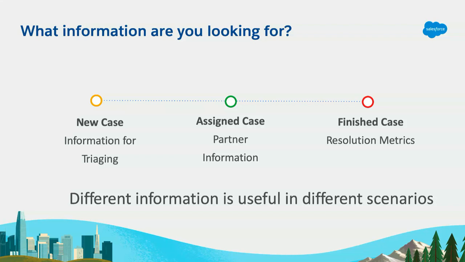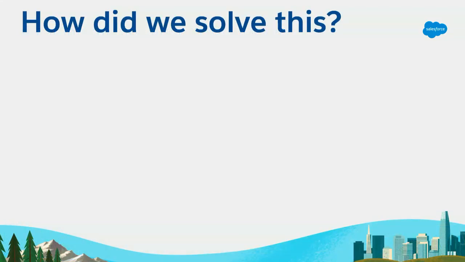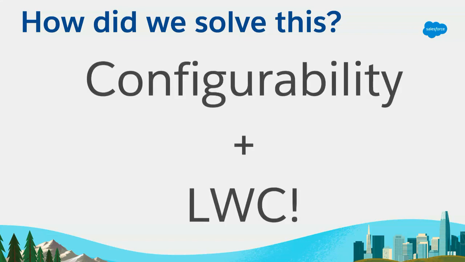Now, it is possible to configure this using out-of-the-box solutions, but it's very tricky, typically requiring page layouts and permission sets and changes in profiles, but it doesn't really bode well for the change in just a single case's state along its life cycle. And so does anyone want to guess how we're able to solve this? Well, configurability in Lightning Web Components. And so let's take a look and see what we were able to do.